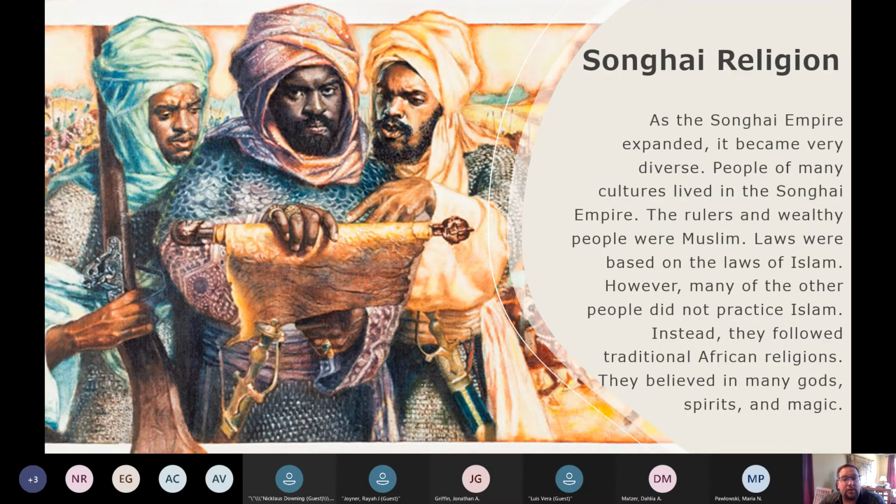So Songhai religion. As the Songhai Empire expanded, it became very diverse. People of many cultures lived in the empire. The rulers and the wealthy people were Muslim. Laws were based on the laws of Islam. However, many other people did not practice Islam. Instead, they practiced their traditional African religions. They believed in many gods, spirits, and magic.